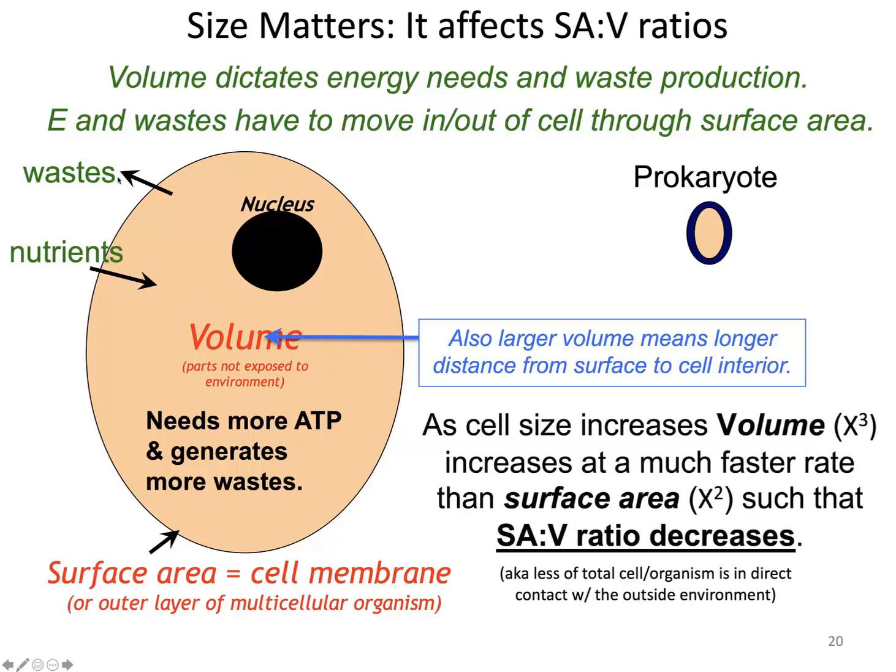And as it turns out, as cell size increases, the volume of that cell actually increases at a much, much faster rate than the surface area. So your volume is your length times your width times your height if you're thinking about a cube. So it's what's called a cubic function, because it's raised to the power of 3. Every time something gets bigger, it grows to the power of 3.